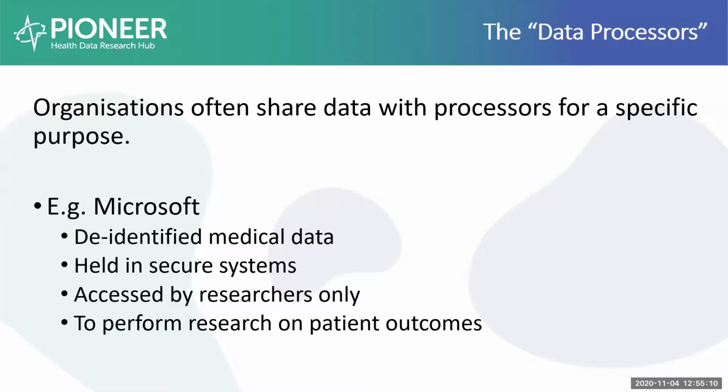And controllers often don't operate alone. They operate with other processors. So an example for Pioneer is other NHS bodies who process data. So they're the ones who originally hold data for medical purposes, but they become processors when they provide it to UHB as the controller for research purposes. So that's a very clear and obvious data processor. One of the other data processors, which I very much like to talk about for Pioneer, is Microsoft.